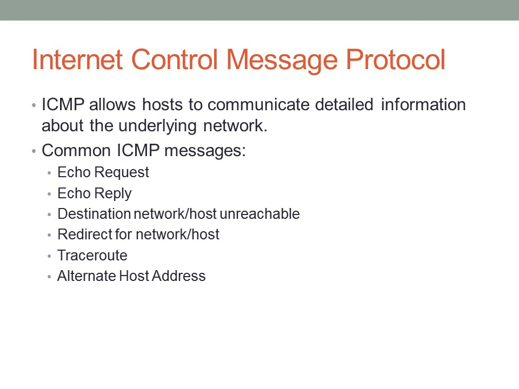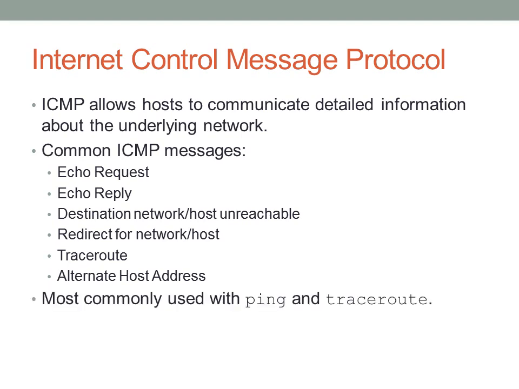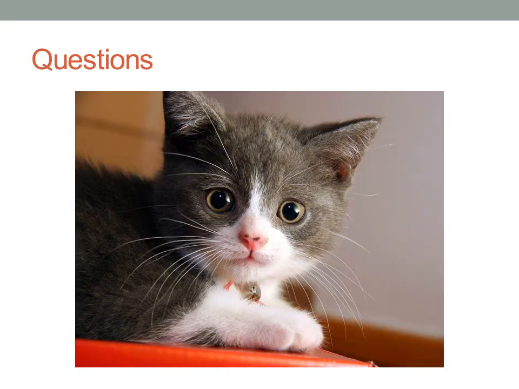Another one you may be familiar with is traceroute. It's used to determine a path through the network. Another one might be an alternate host address. So say, for example, a service cannot be reached at one address, it may provide another address, and these can be direct responses. Most commonly, the commands that you'll use are ping and traceroute, but there are a number of other ICMP messages that are conveyed.